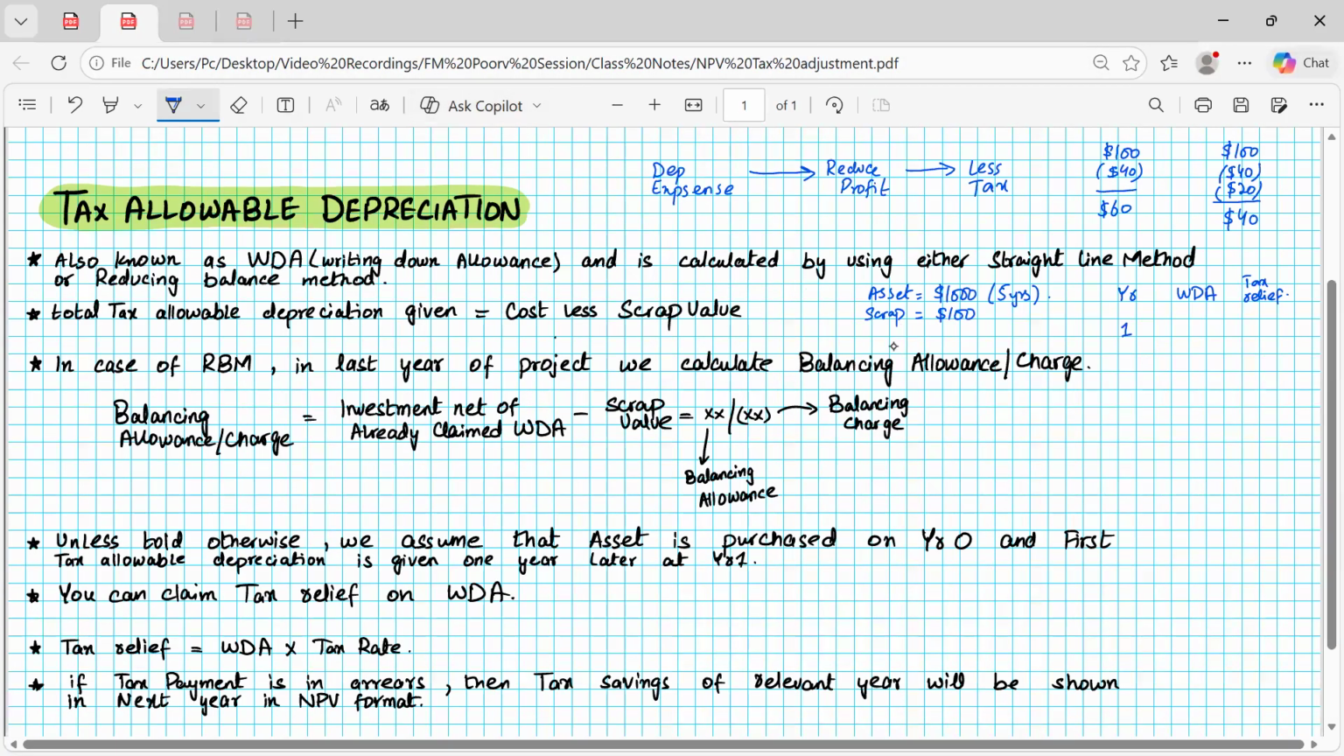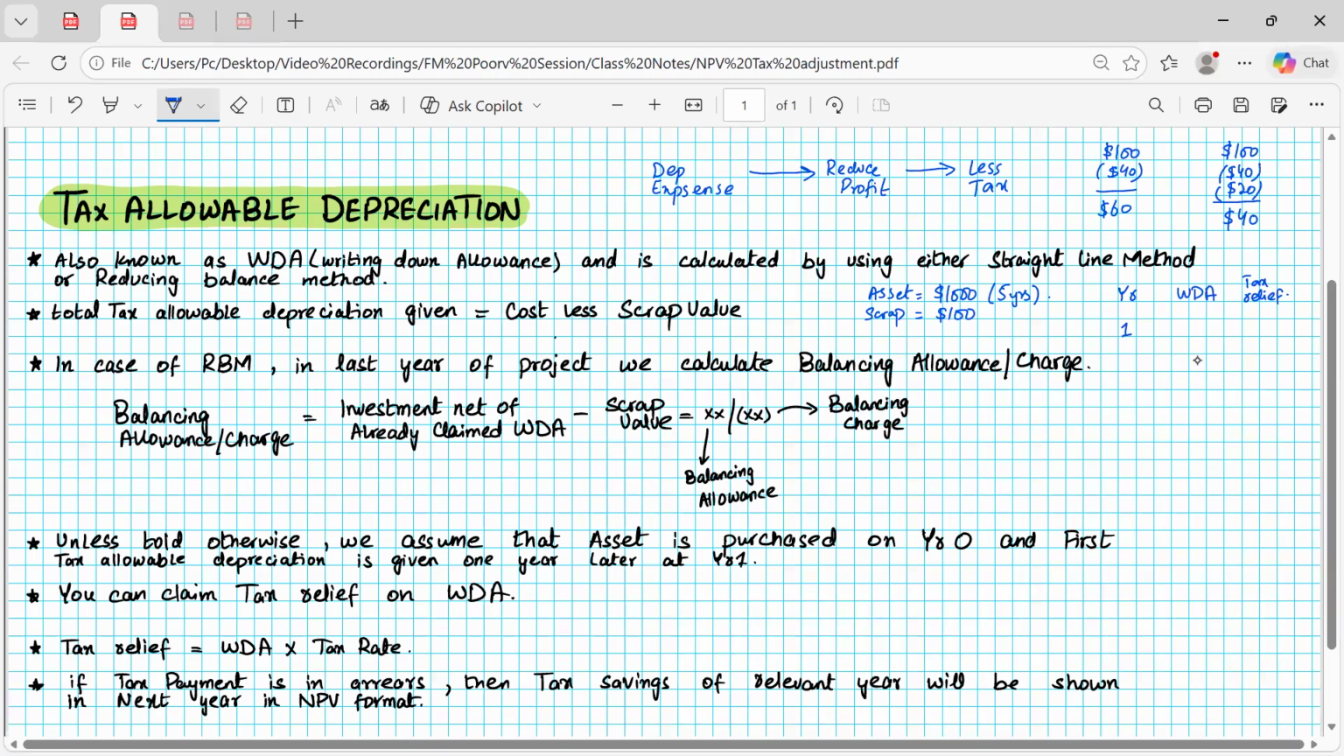Now, the second thing that I was explaining to you, how does this work. For that, I have written down an example here: let's say the cost of an asset is $1,000, life is 5 years, and the scrap value is 100. So tell me what will be the depreciation each year, or written down allowance.